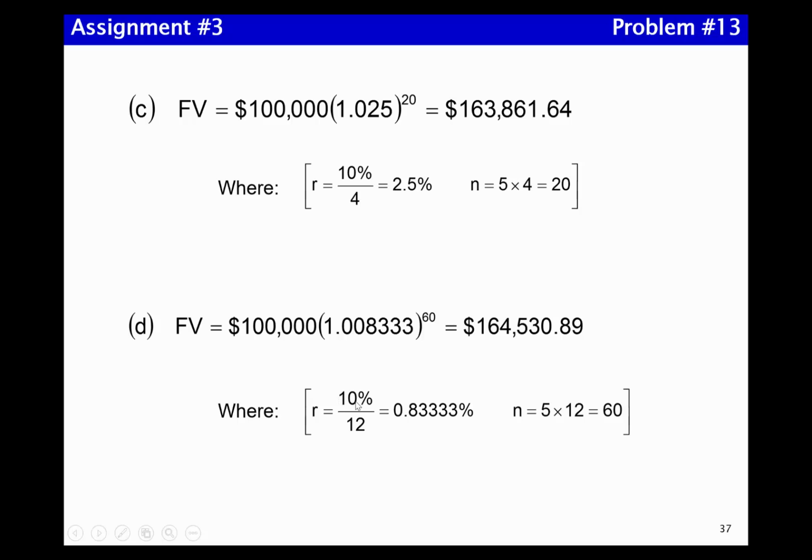We'll simply take 10, divide by 12, equals, and then press the I per year key, then put in 60 for N, put in 100,000 for the present value, and then press the future value.